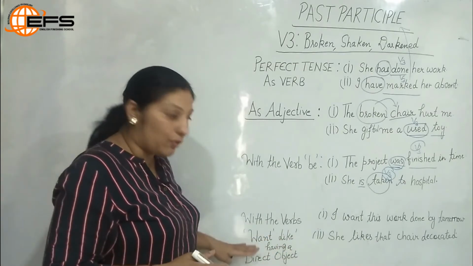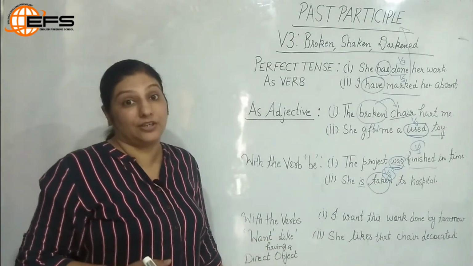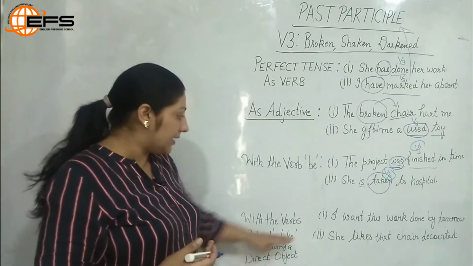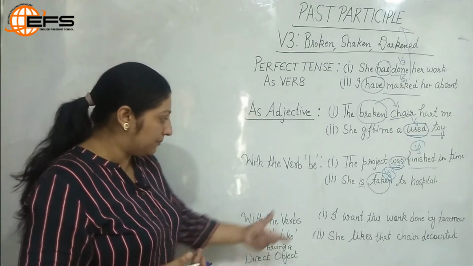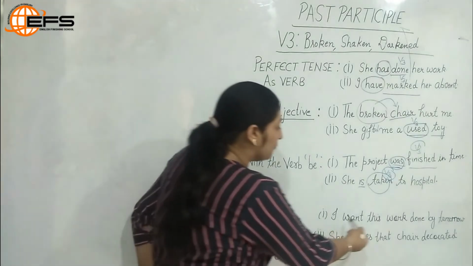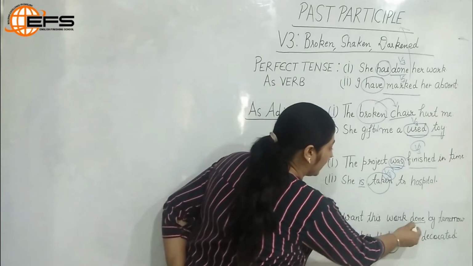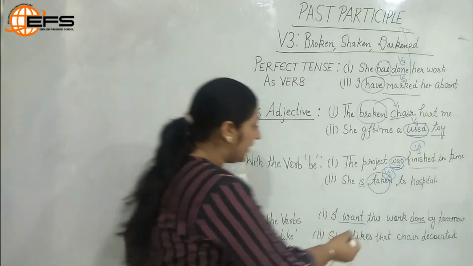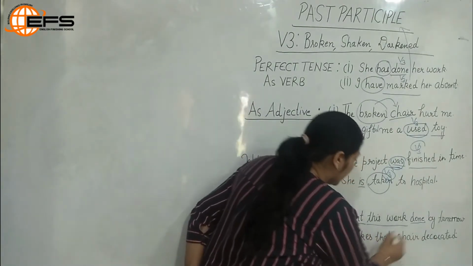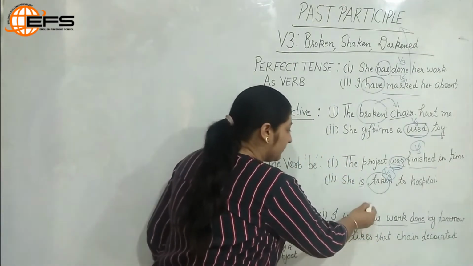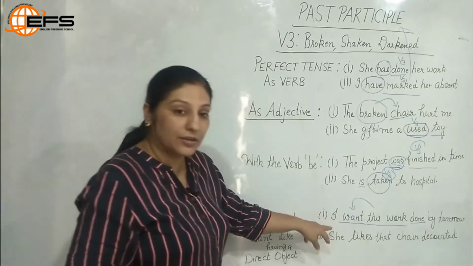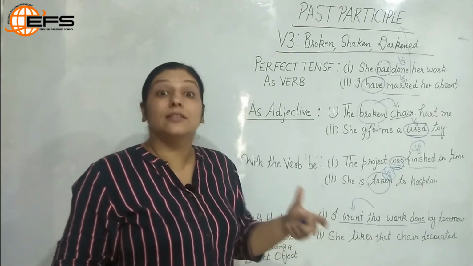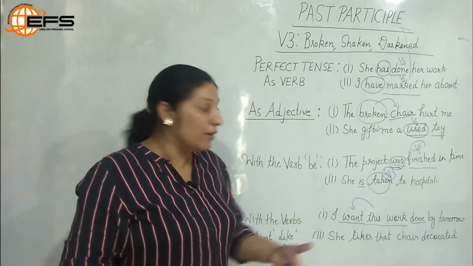When these verbs, want and like, have a direct object, then we use the third form, the past participle form, as a verb. Now look at this first example. I want this work done. So I have this verb want, which is the finite verb or the main verb. Then I have a direct object to this, that is, this work is a direct object. What do you want? I want this work. Now I want this work and done. Done is the third form of the verb, which is a non-finite verb.